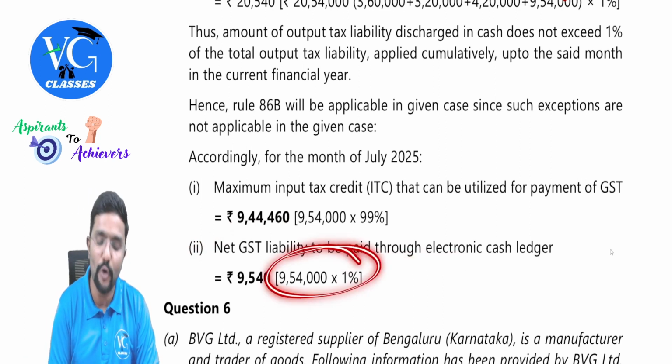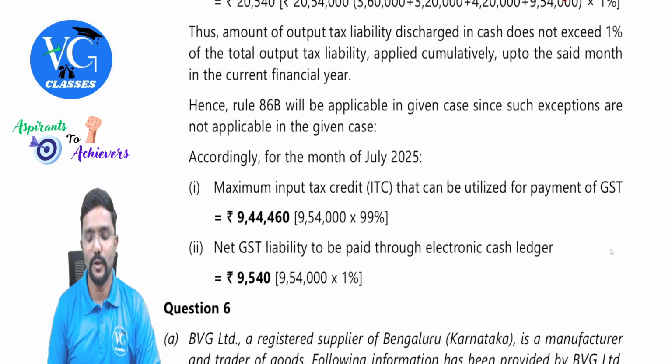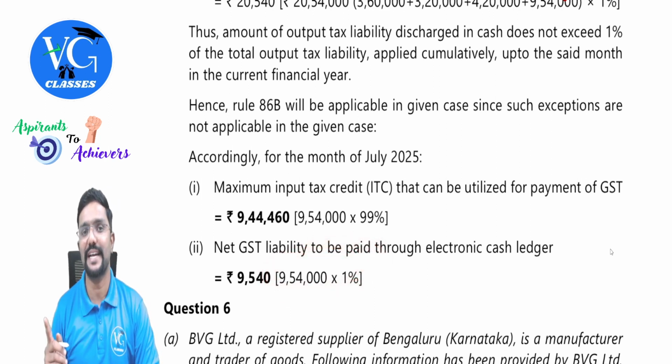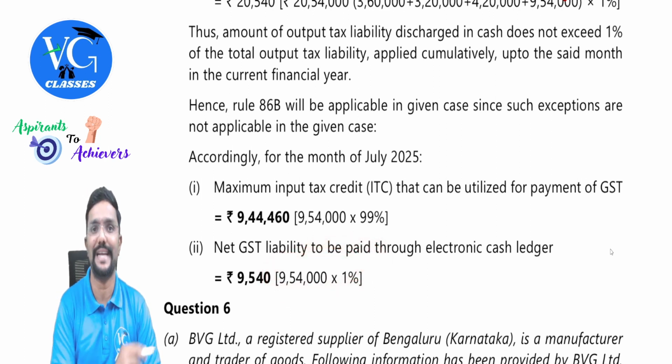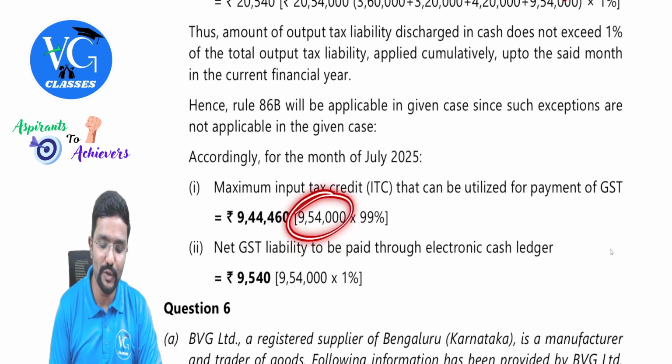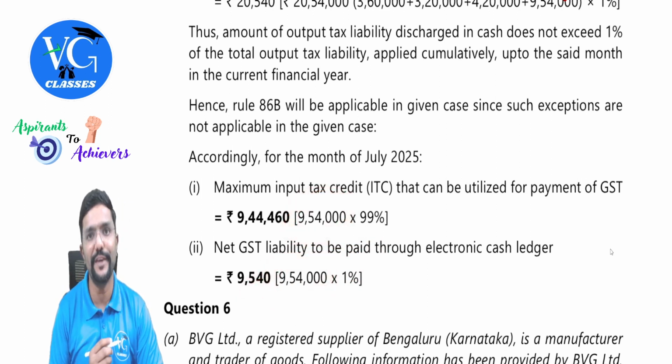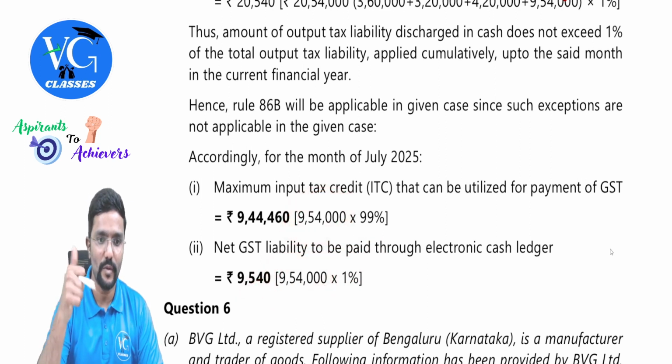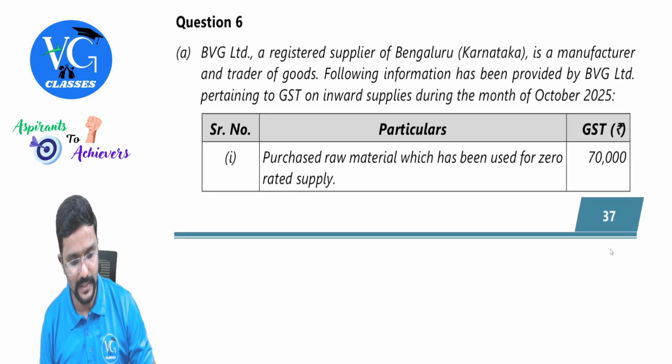Then net GST liability to be paid through electronic cash ledger is again 1% of output tax. Here also, please don't take 1% of input tax credit. It is 1% of output tax. Output tax for July month is 9,54,000, guys. Hope you got it.